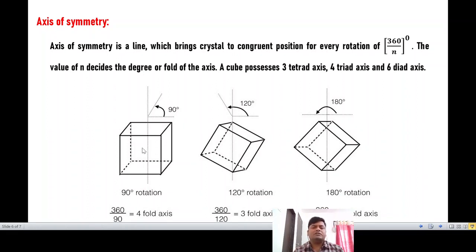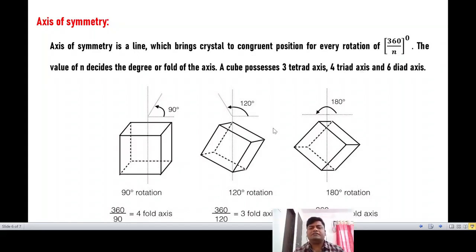The cubic crystal system has six faces in total. The tetrad axis passes through the center of the face point, so we can have three axes as we have six faces. So basically there will be three tetrad axes.